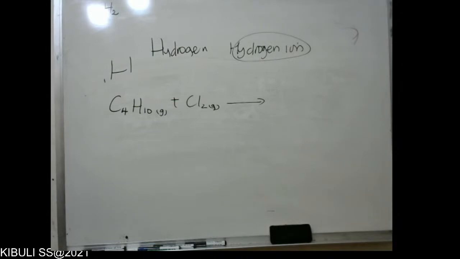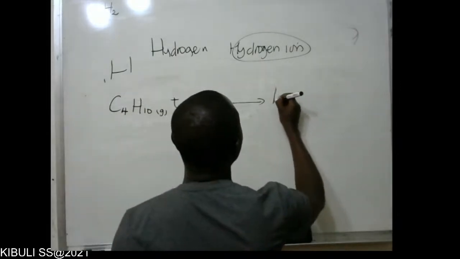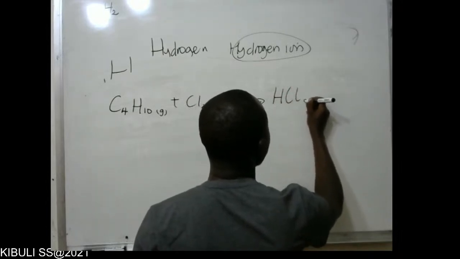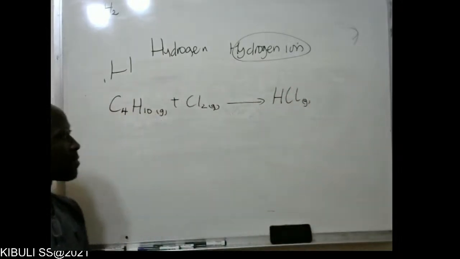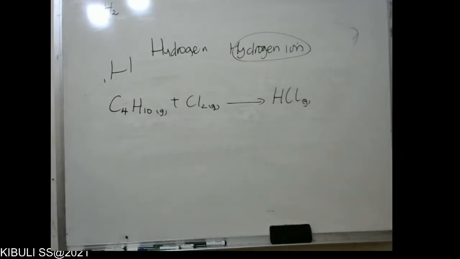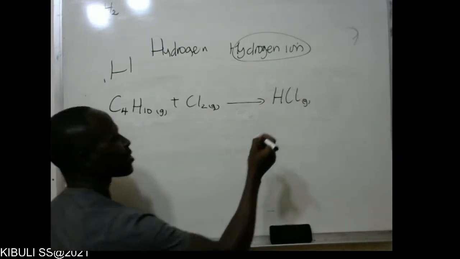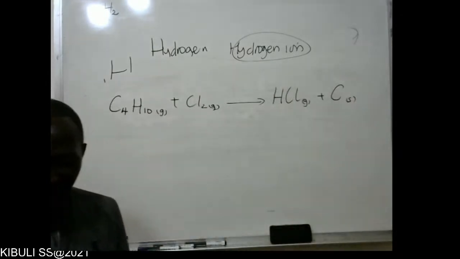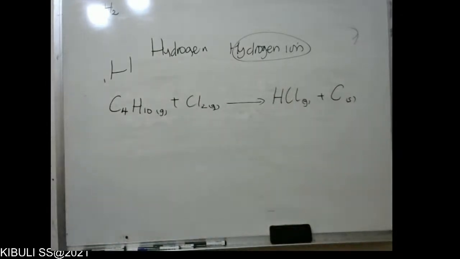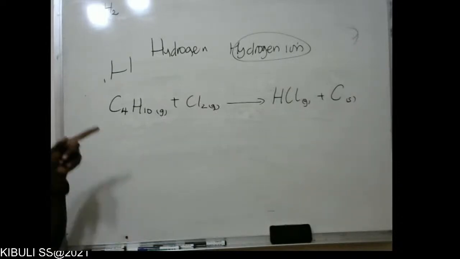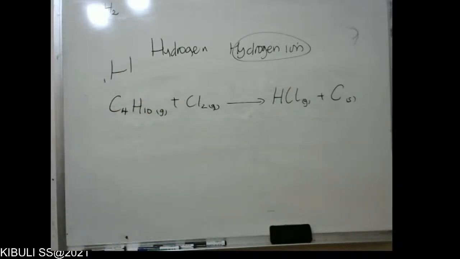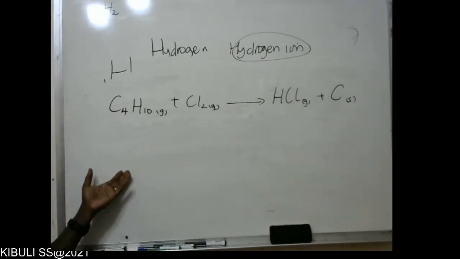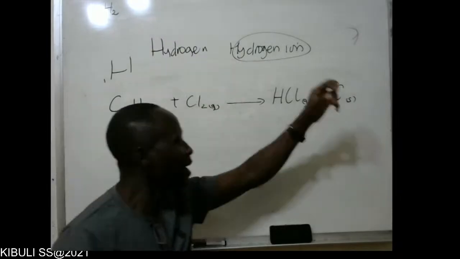The first product, what is the first product? The first product is hydrogen chloride, and hydrogen chloride is a gas. What's the second product? The second product, yeah, wonderful. That is good. The second product is carbon. So what is the color of hydrogen chloride? White fumes. What's the color of carbon? Black. So what do you see? White fumes and a black solid.